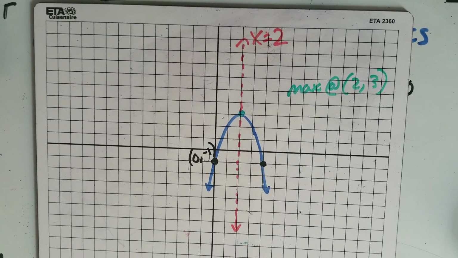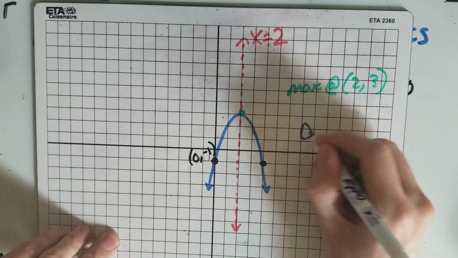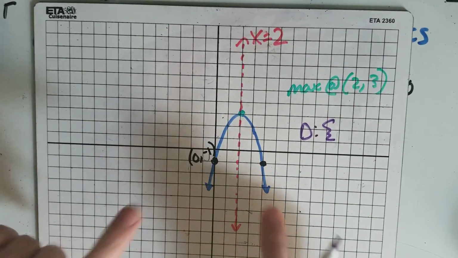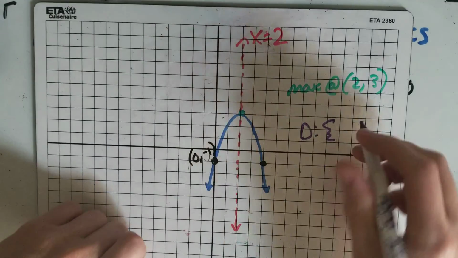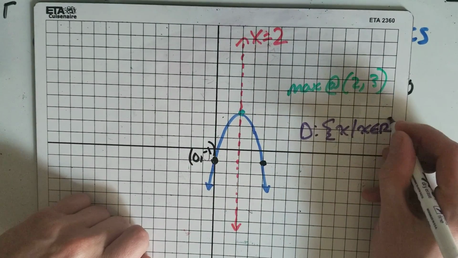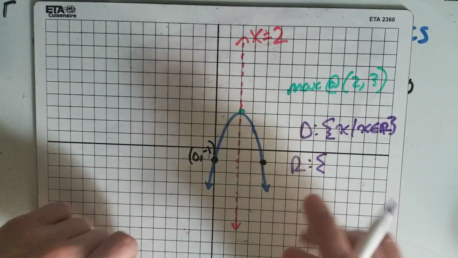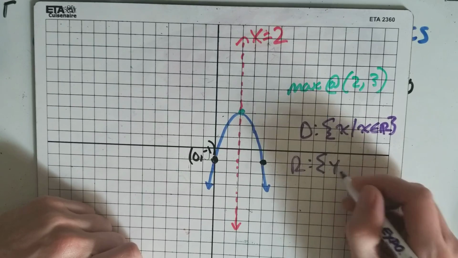Our last thing we're looking for here is the domain and range. So domain, think of all the values x. You're going down infinitely, but you are getting wider as you go. So x could be anything that is a real number, because any number going left or right is possible.